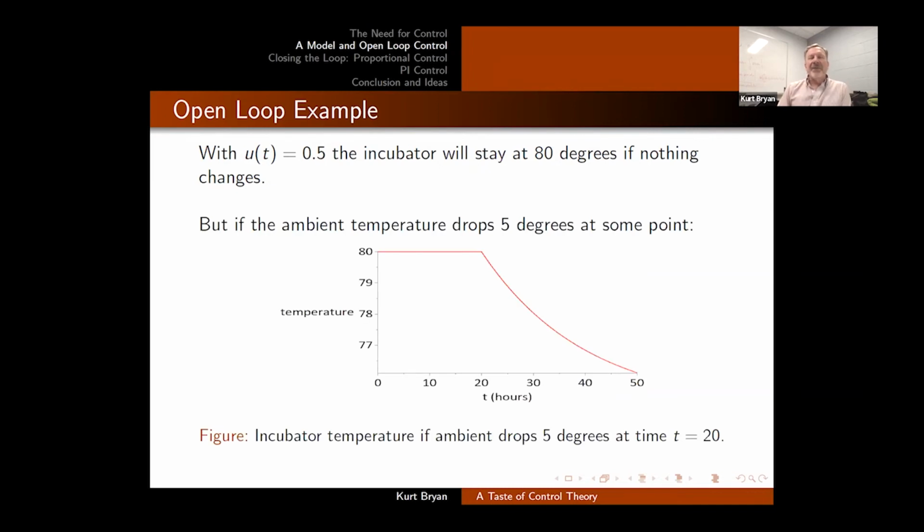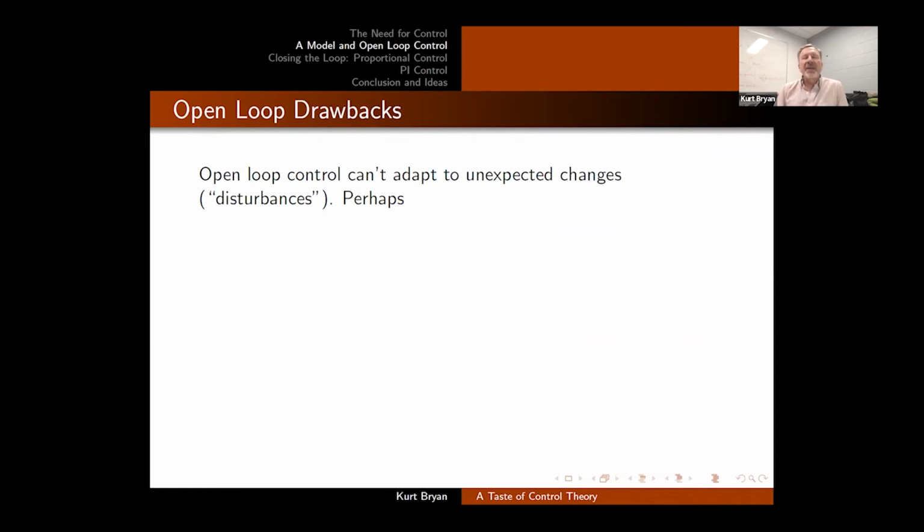However, if the ambient temperature in the lab drops at some point, somebody opens the window or changes the thermostat. Let's assume that at time 20, somebody opens the window and the lab temperature drops to 65 degrees. The control for the incubator is set at a constant 0.5. It doesn't recognize that. The temperature of the incubator begins to fall below the desired 80 degrees. That's bad. Now, this is an example of what in control theory they would classically call a disturbance. Something in the system has changed, and we need to be able to adapt to it. The problem is open loop control doesn't adapt to unexpected changes.